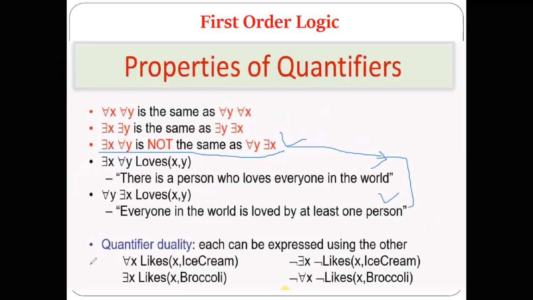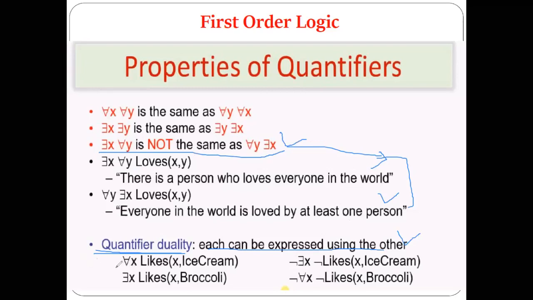Then another important property related with the quantifier is the quantifier duality. Okay, quantifier duality. Now here, what is the quantifier duality? We can see each expression can be expressed using some other expression. Each particular expression can be expressed means what? Suppose you have represented some sentence using one quantifier, then that sentence can be represented using the other quantifier. That is the meaning of duality operator, by keeping the meaning same.